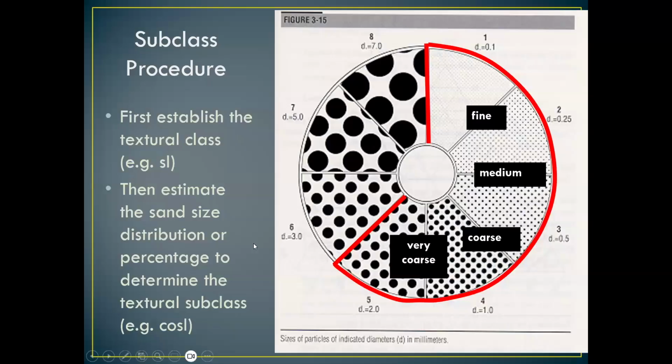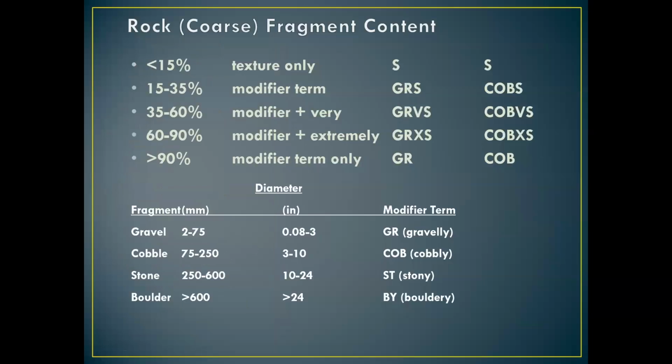So once you've done the texture class, then you have to do the rock or coarse fragments, the percentage of those. Depending on what we have, if it's less than 15%, it's just a texture only. And again, this goes for any texture class, not just the sands. You can have gravelly clay. So less than 15%, you just do the texture. You don't bother splitting anything out. If it's 15 to 35%, you do the modifier term. So gravelly sand or gravelly whatever.